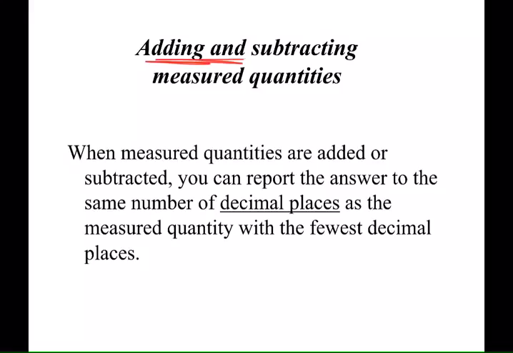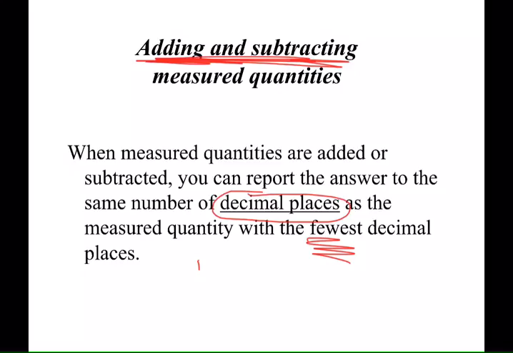But we're going to start with adding and subtracting. Now, we don't do a lot of adding and subtracting in chemistry. We do a little bit, or in physical science. We do multiplying and dividing, and those two go together. But with adding and subtracting, what you're going to do is go ahead and do your addition and subtraction, and then you are going to round according to the fewest decimals.